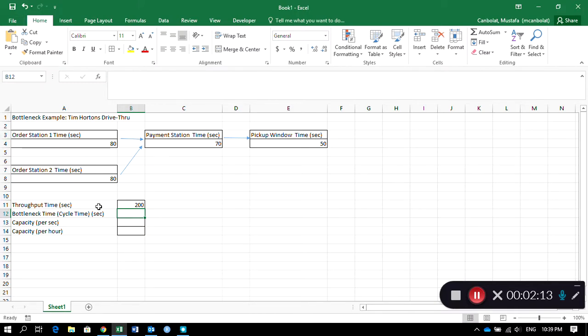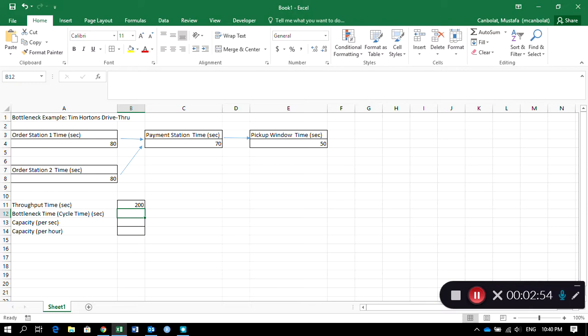And the bottleneck time is the time for the bottleneck for this process. Here we have to identify which station is the bottleneck station. If I take a look here, the order station takes a longer time, but there are two order stations, and because each one takes 80 seconds, the order station is capable of sending one customer every 40 seconds, so two customers every 80 seconds to the payment station. That means the order station has the time of about 40 seconds.